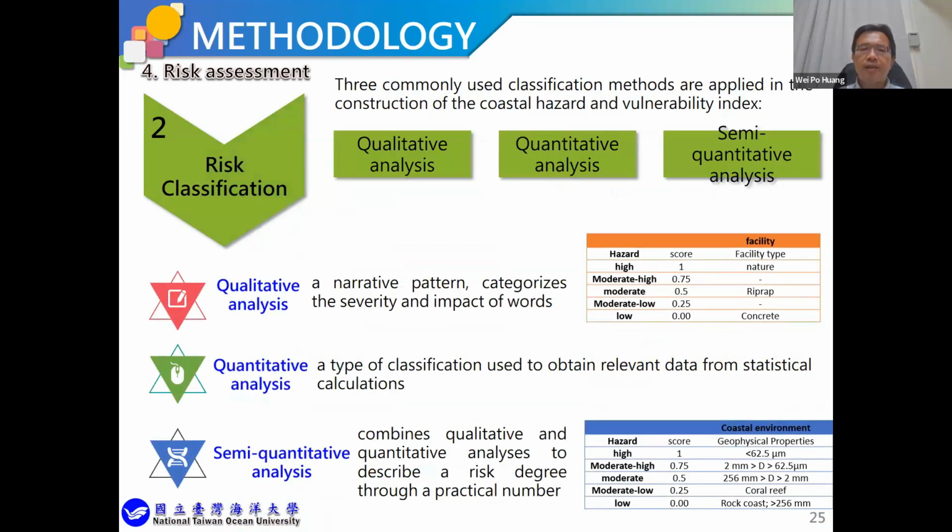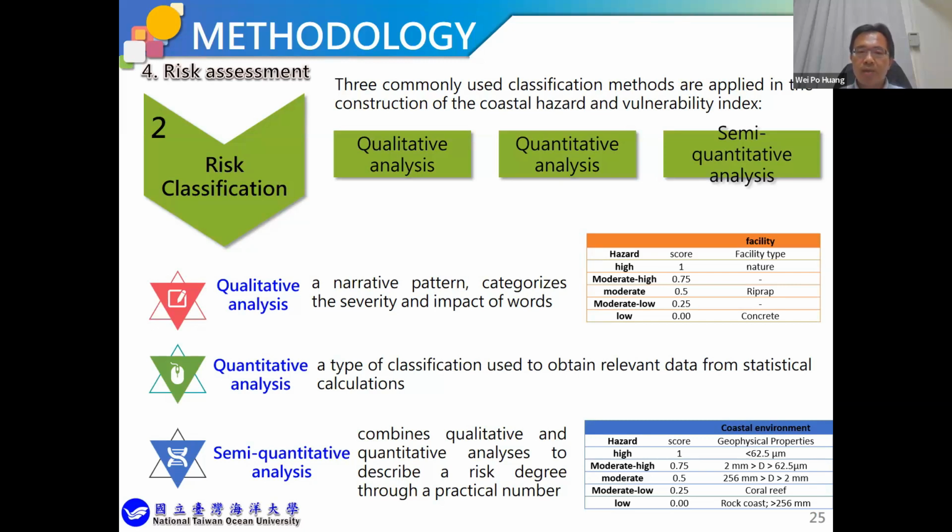In the second phase, risk classification involves assigning grades to each identified factor using qualitative analysis, quantitative analysis, or semi-quantitative analysis. For instance, a qualitative comparison between a natural coastline and one fortified with concrete breakwater allows for the classification of the latter as having a lower hazard proneness.